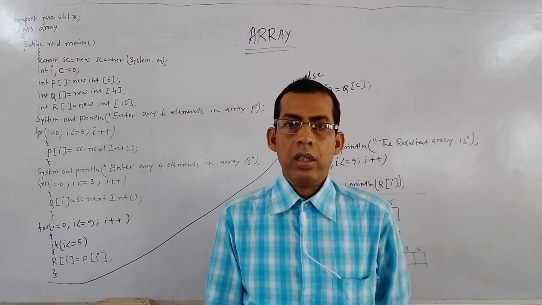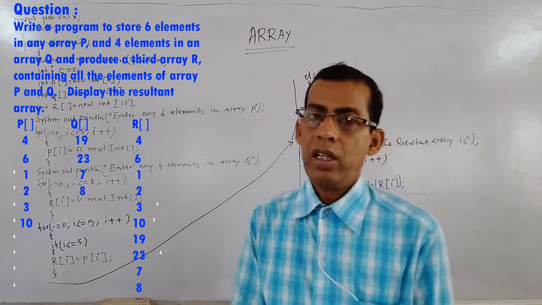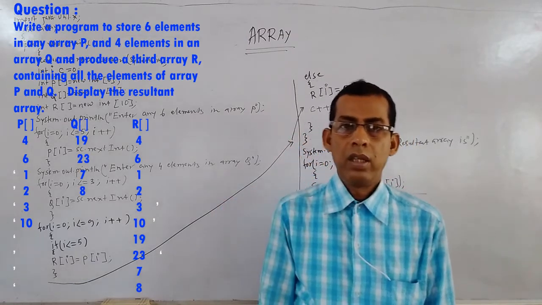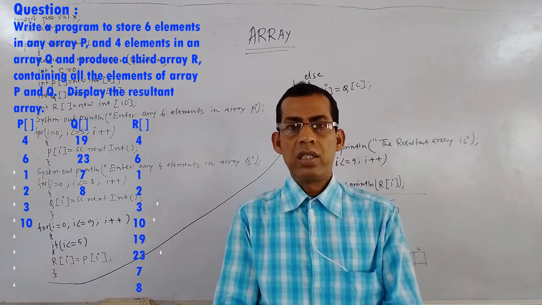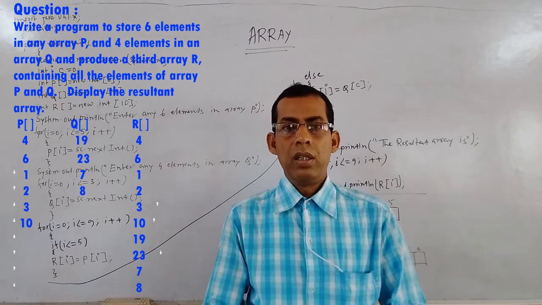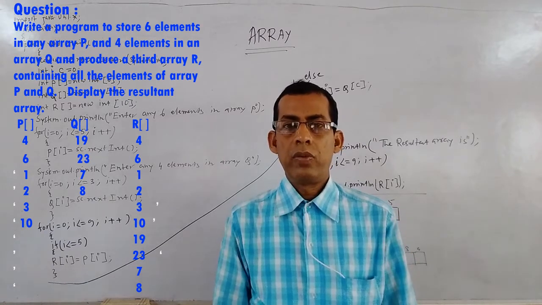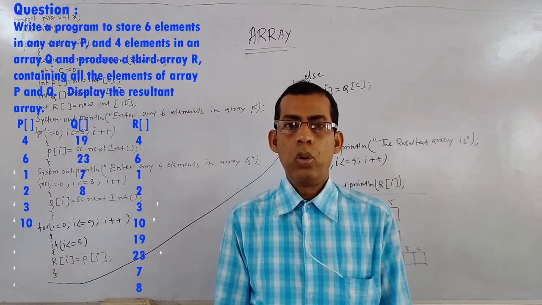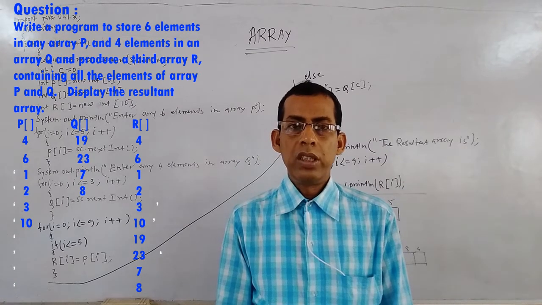So the question was like this: you have to declare 3 arrays. In the first array there will be 6 numbers. In the second array there will be 4 numbers. And in the third array the numbers from the first 2 arrays will go and store. So this is the question.